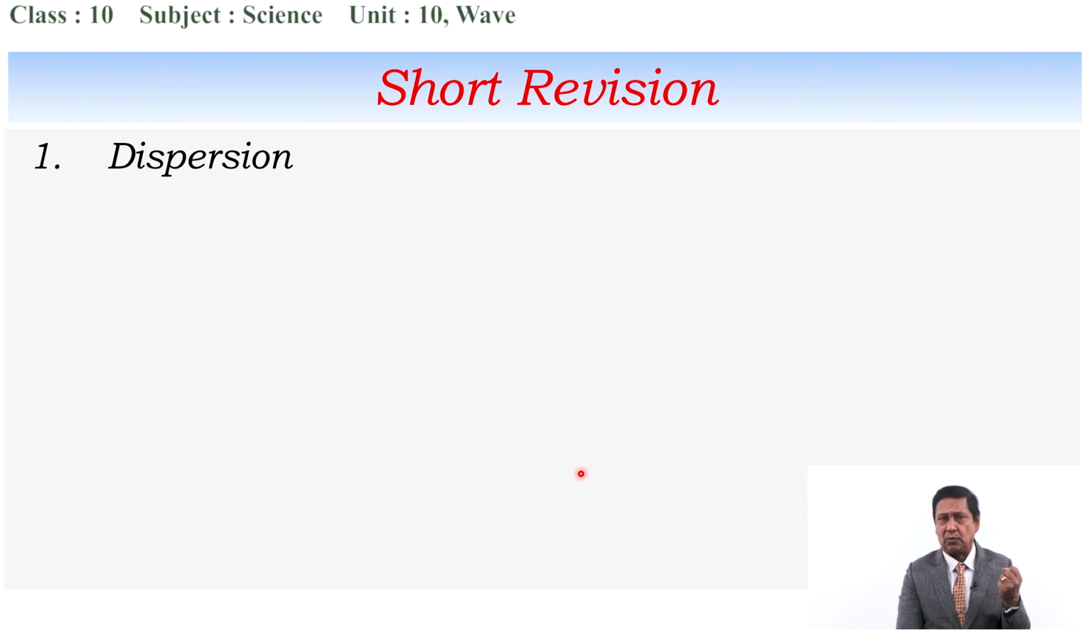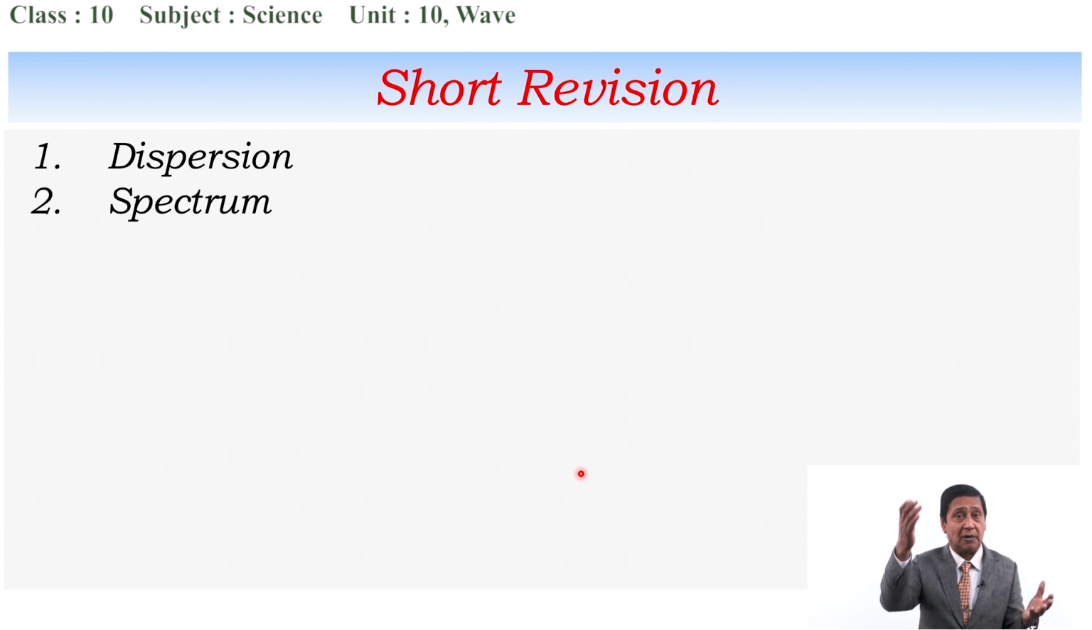Okay, what I discussed today, let's have a quick look. Short revision. Number one, I told you about dispersion. The splitting up of white light into 7 different colored lights is called dispersion. And secondly, I told you about the spectrum: the color band of the white light which appears after dispersion is called the spectrum.